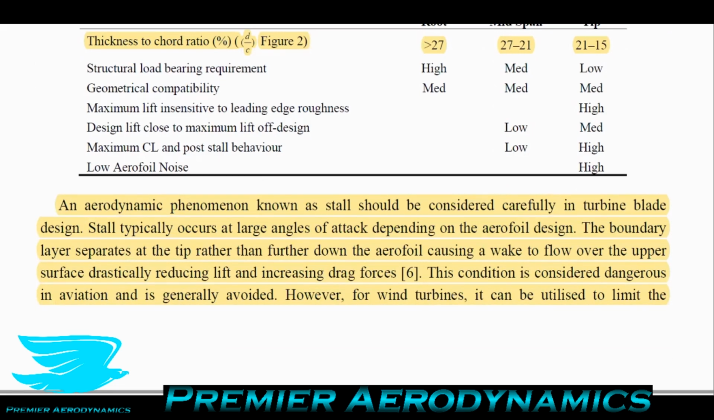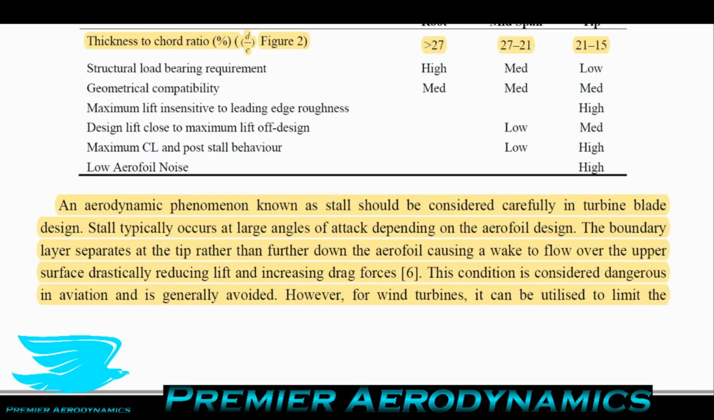So an aerodynamic phenomenon known as stall, as we all know, should be considered carefully in turbine blade design. Stall typically occurs at large angles of attack depending on the airfoil design. And also depending on the airfoil, the stall pattern changes. And again, on our podcast, on our YouTube playlist, we go through how the stall changes with different airfoil profiles as you increase angle of attack. They do change very dramatically.